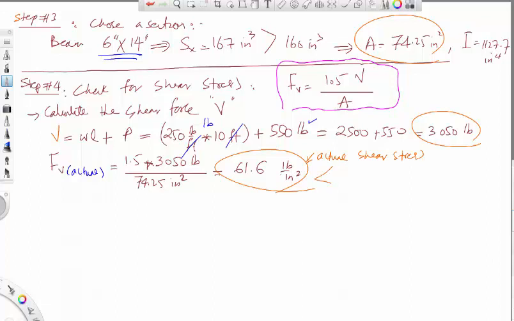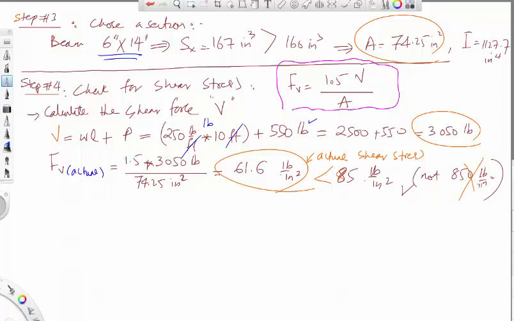So this is less than 85 pound per inch square. There's a typo. The question has the maximum allowable shear stress equal to 85 and not 850 pound per inch square, because there's a typo here. Okay, so this means it passed.